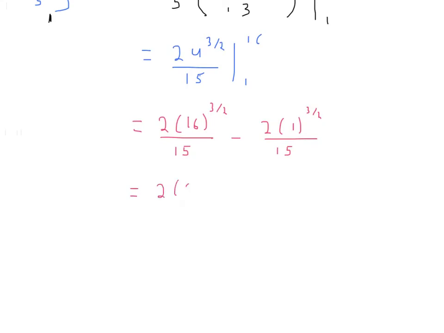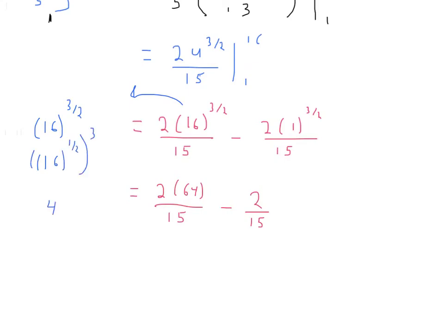So we have 2 times 64 over 15 minus 2 over 15, because 1 to the 3/2 is just 1. And just as a little side note, if we thought of 16 to the 3/2 as 16 to the 1/2 to the third, that would be 4 to the third, which is 64. So then we get 2 times 64 is 128 over 15 minus 2 over 15, so we get 126 over 15.